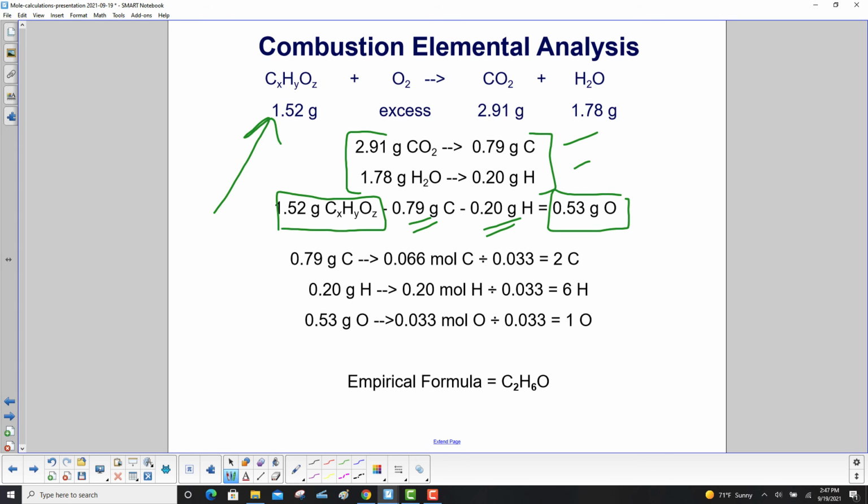Now we do the molar calculations. Here's the carbon, that's 0.066 moles of carbon, and we're going to divide that by 0.033. Why? Well, actually, we didn't show that till the bottom here. Here's the oxygen. The oxygen has the smallest molar concentration. That's 0.033 moles. So there's 1 oxygen because you divide it by 0.033. With hydrogen, you divide and you get 6 hydrogens. And here with the carbon, you get 2. So our empirical formula is C2H6O.